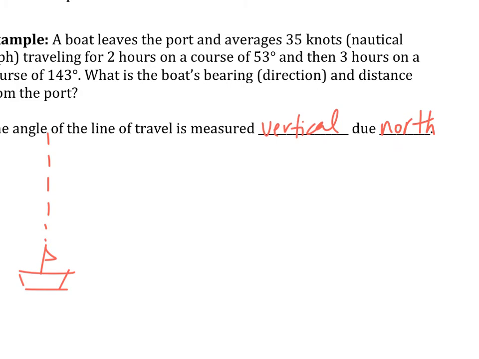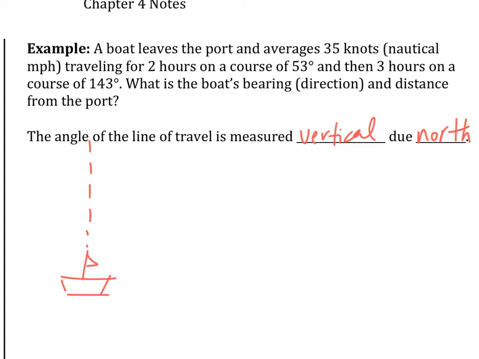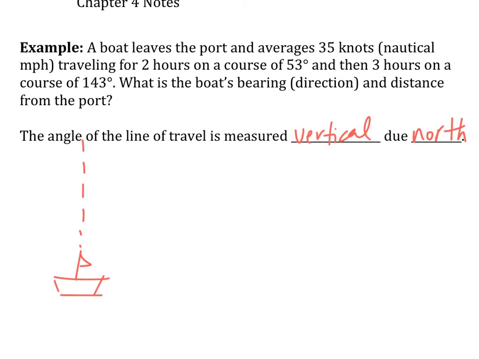So basically pointing north is 0 degrees. Okay, it says this boat leaves the port and averages 35 knots, on a course of 53 degrees. So where is 53 degrees relative to the y-axis? This way is positive, this way is negative. Somewhere here, right? Okay, so the boat is going to go for 2 hours at 53 degrees.